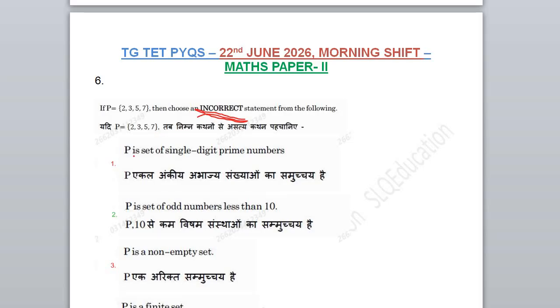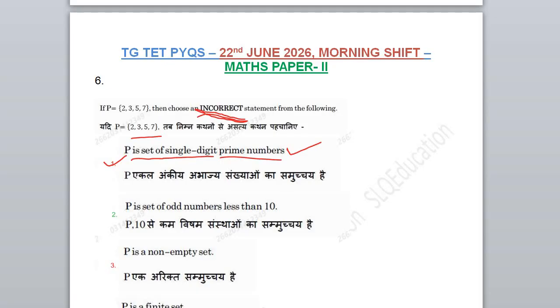So the first option is P is the set of single digit prime numbers. So are all these single digit prime numbers? Yes. So this is correct. We have to find the incorrect one. This is correct. Next, P is the set of odd numbers less than 10. So odd numbers 2, 3, 5, 7, these are odd numbers less than 10.